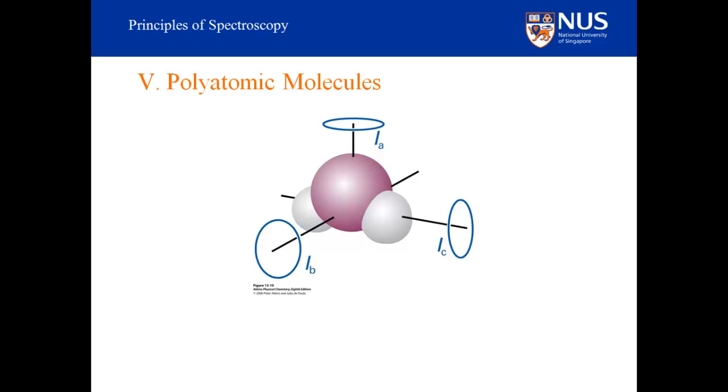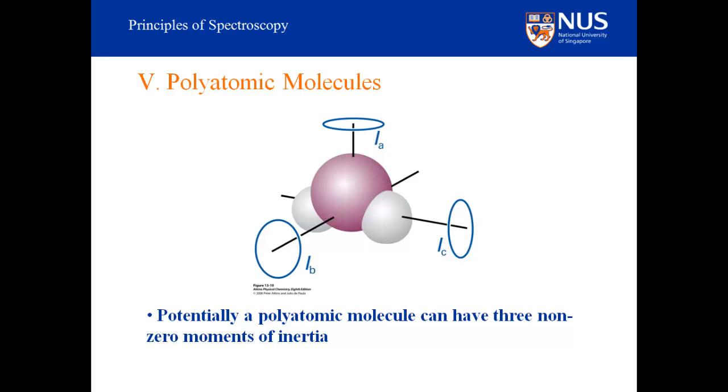I have labelled the rotational axes A, B and C, and thus I have labelled the associated moments of inertia around these axes as I sub A, I sub B and I sub C. I'll be describing how we choose which one is A and which one is B and which one is C in a little while.